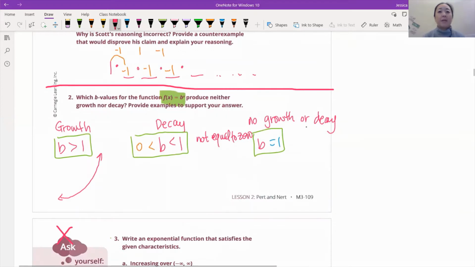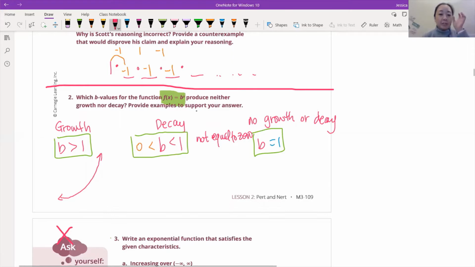So we are on page 109. And we had talked about, well, what are some B values? So we're going to just strip down the equation to its bare essentials. All we have is the B and the exponent. We don't even have A. Well, A is just 1. So that's why you don't see A here. We're going to make it as bare minimum as possible.